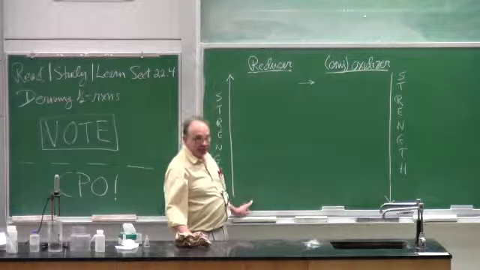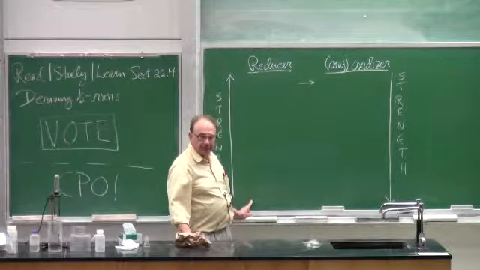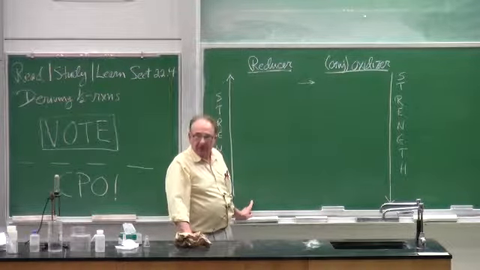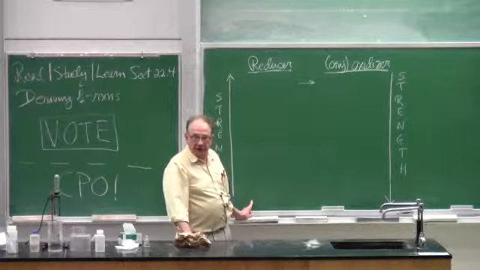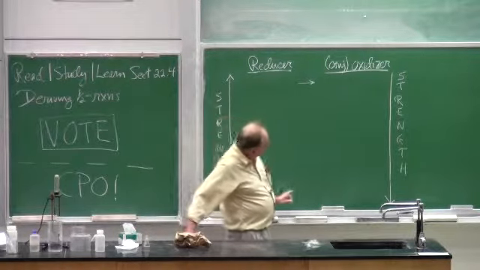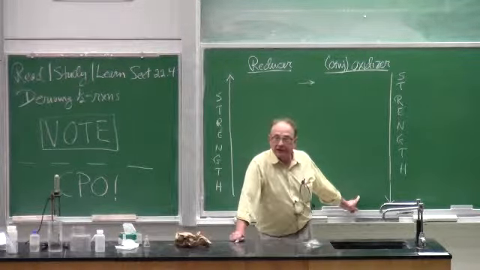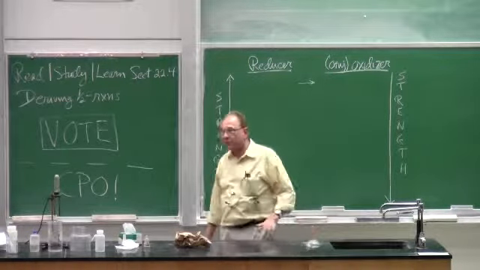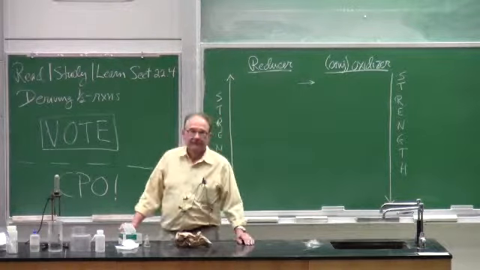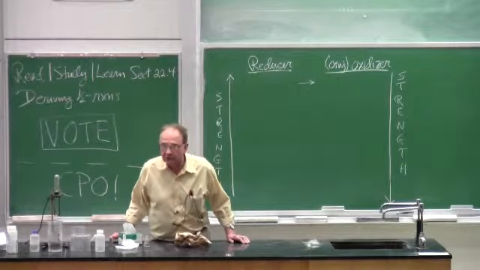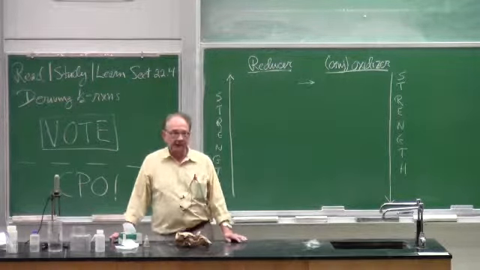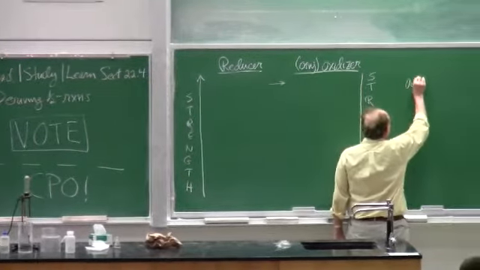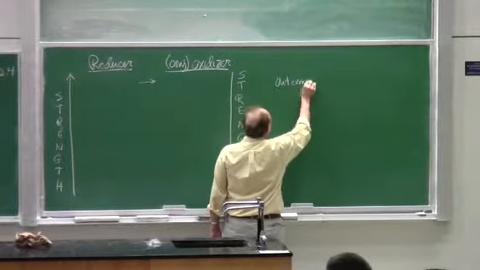And when we get to the bottom of the reducer column, we'll have the formula or formulas for the weakest reducer, for which the conjugate oxidizer or oxidizers will be the strongest in this table which we construct. And after we write this table, we'll ask questions like predicting outcome of reactions.